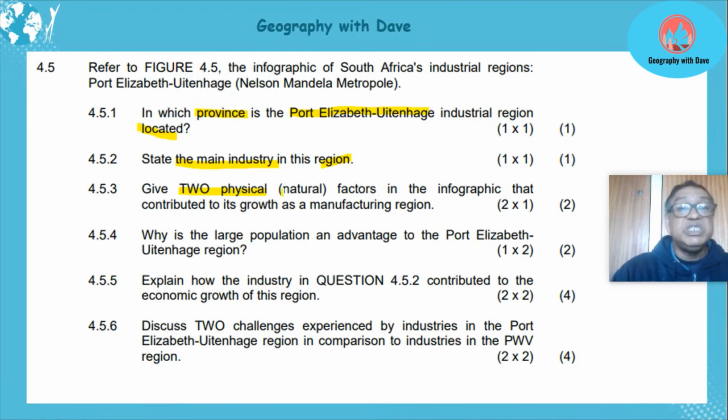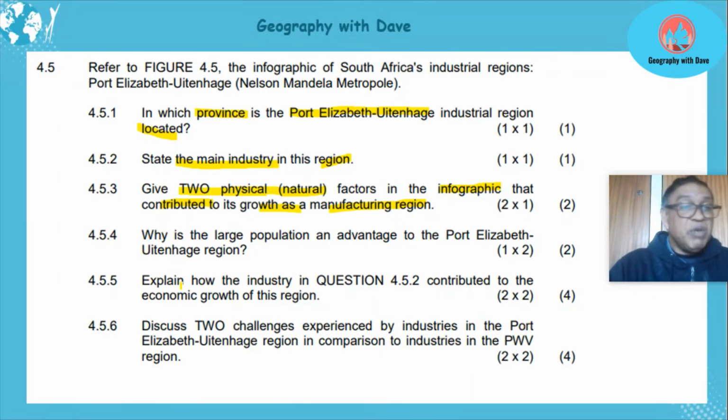Give two physical, which is natural, factors. Read these words, eh? No selective reading where you say give two factors. Read properly. All right. Can you see the word infographic? Now, I haven't touched the word infographic. Sometimes maybe teachers are teaching with sketches. So what? You understand? That's an infographic. It's giving you diagram information, or map information, etc. So it's called an infographic. So don't get confused by this. That contributed to the growth of the manufacturing region. It must come from the information there.